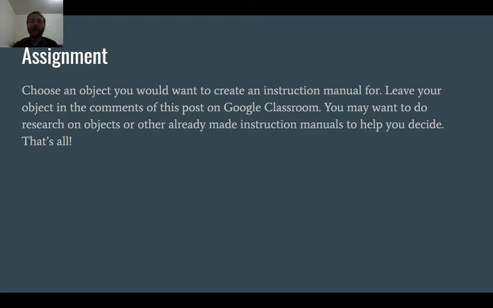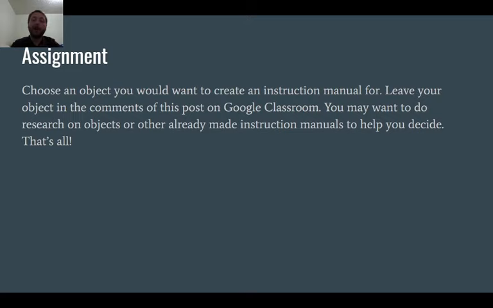I thought that'd be kind of fun, and it'd be a good application to technical writing as we kind of learn more about it. And it's a good deliverable if you have like an interview or something and they want a portfolio of your work. Hey, I created this instruction manual using technical writing. Hire me, please. So all I want you to do is, for right now, come up with an object you would want to make an instruction manual for. And for my class, I want you to leave that object in the comments of Google Classroom on this post.